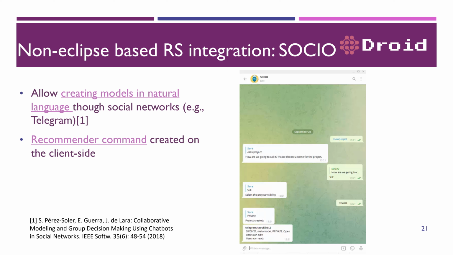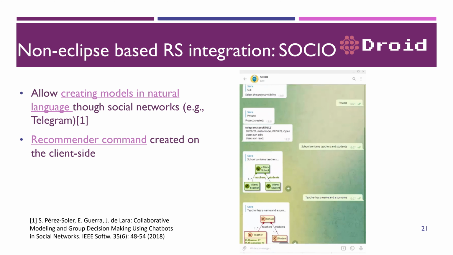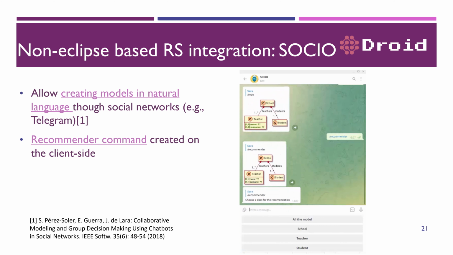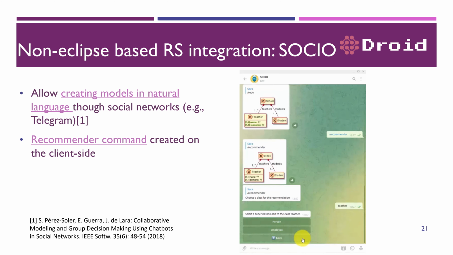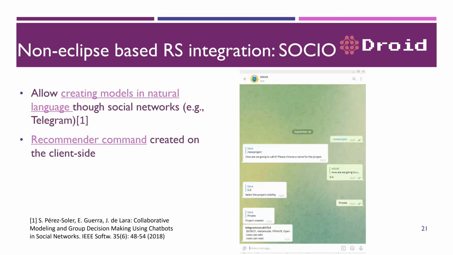Droid can be integrated with external modeling tools. Here we have a non-Eclipse based recommender system integration with a tool called SOCIO. SOCIO allows creating models in natural language through social networks such as Telegram. SOCIO interprets the sentence and shows an image of the model. Using the command recommender, the user can ask for a recommendation and specify the class and the type of item. The Droid-provided recommendations are automatically added to the model, as in the case of person.